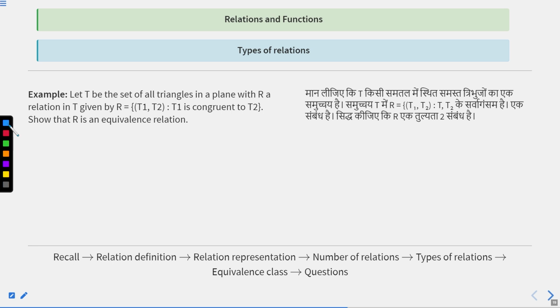Okay, so now let T be the set of all triangles in a plane. So T is what set? T is the collection of all triangles. Now R is a relation in T, so R must be a subset of T cross T. As you can see, R a relation in T means T to T.